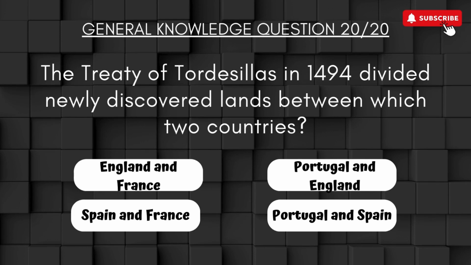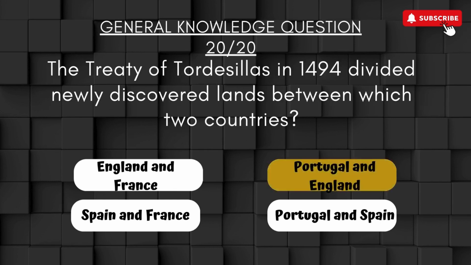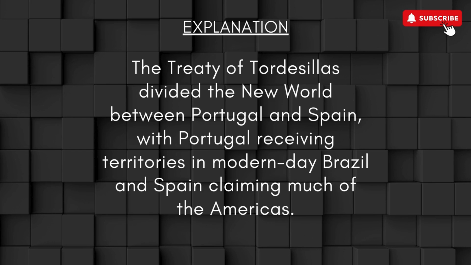The Treaty of Tordesillas in 1494 divided newly discovered lands between which two countries? The Treaty of Tordesillas divided the New World between Portugal and Spain, with Portugal receiving territories in modern-day Brazil and Spain claiming much of the Americas.